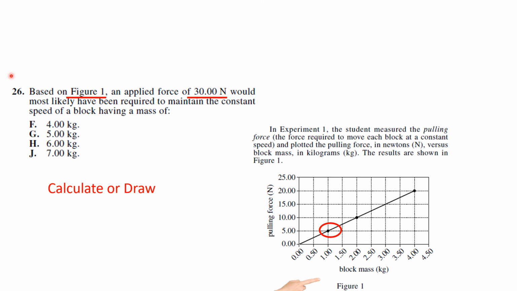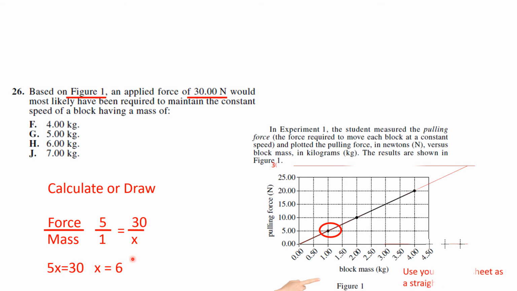If you calculate it, you can set up a proportion using a known data point. So force over mass. Force is 5, mass is 1. We want to know what 30 would be, so 5 over 1 equals 30 over x, cross multiply, solve for x, you get x equals 6. The other method would be to draw it. If you draw it, 30 is going to be up here. It's a direct variation. It continues up. You can draw the line over until the line hits. You can use your answer sheet as a straight edge, and you're still going to get 5, 5.5, and a little more if you draw it pretty well. And that's going to be 6 as well. So your answer has to be H.